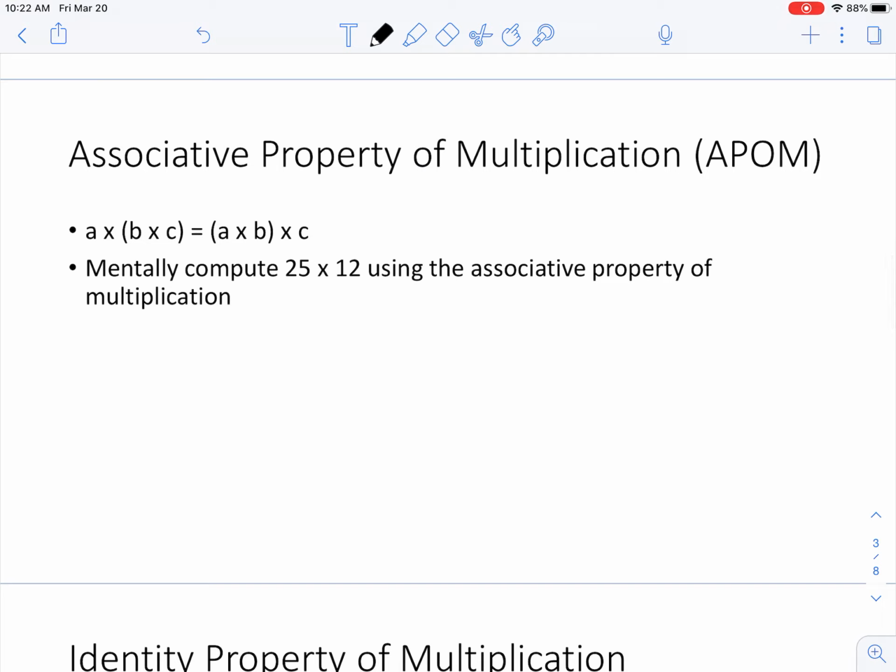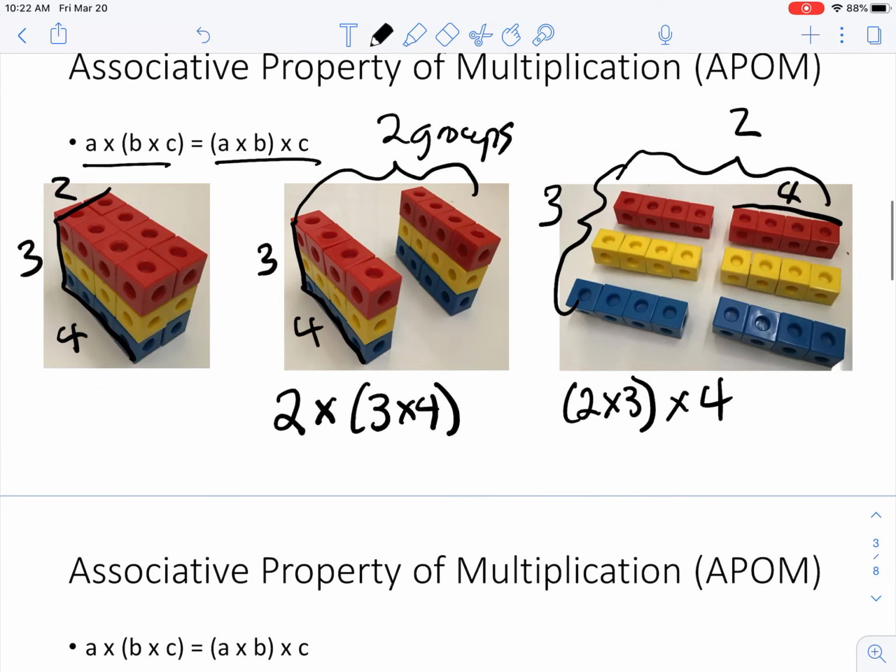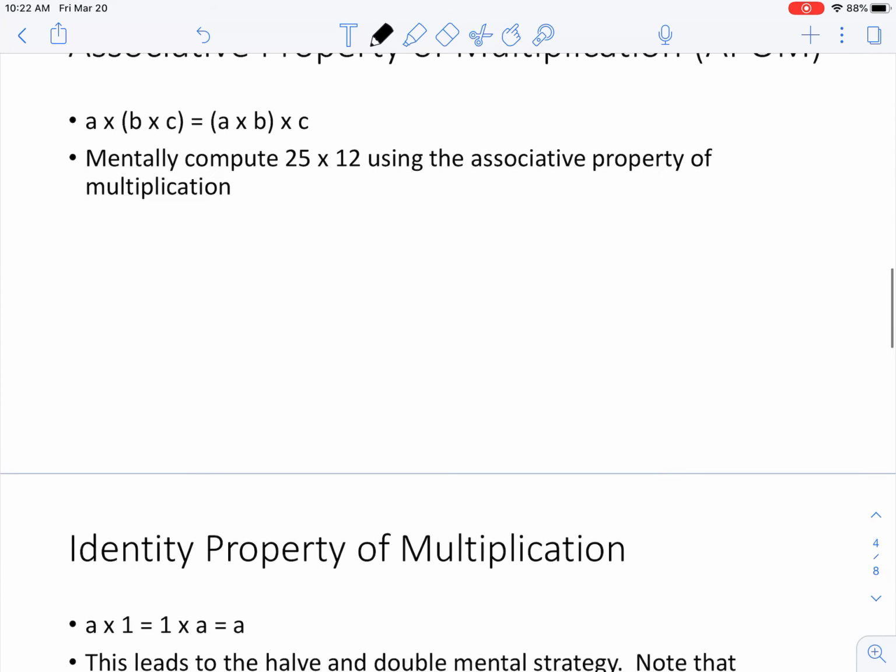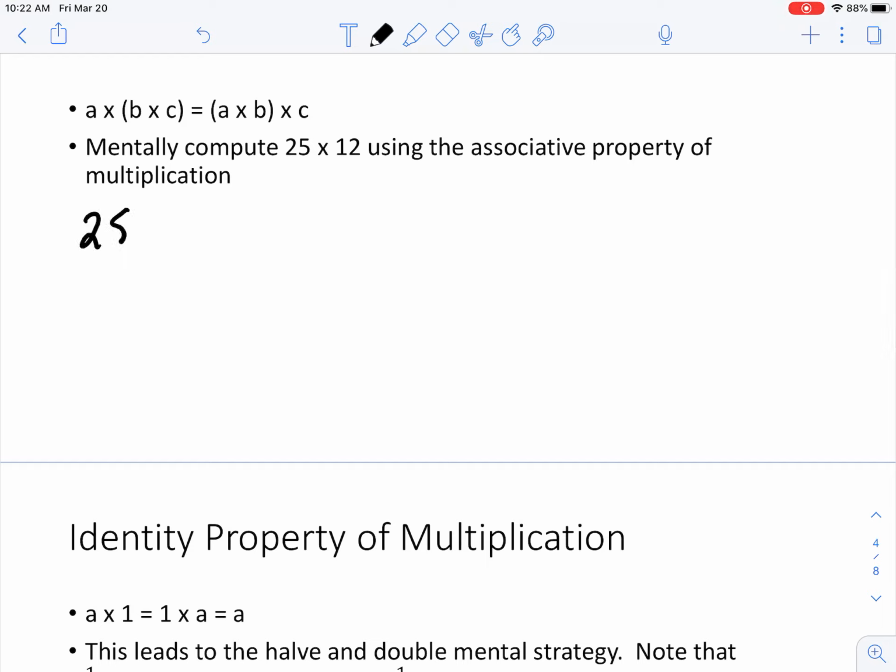We can use the associative property to mentally multiply. This involves just multiplication, no addition, and it might sound like this. So for 25 times 12, well, I know 12 is 4 times 3, so let's take 25 times 4 is 100. 100 times 3 is 300. That's the mental work.